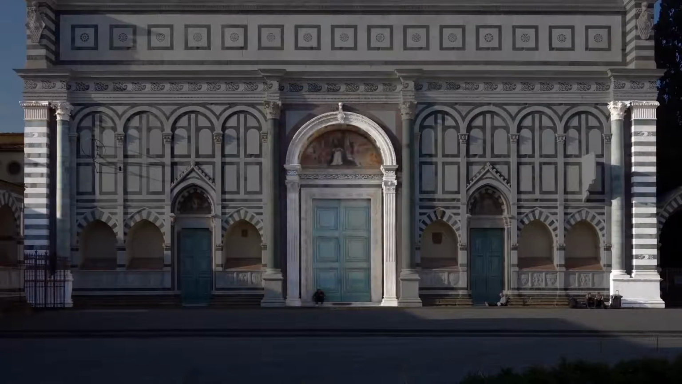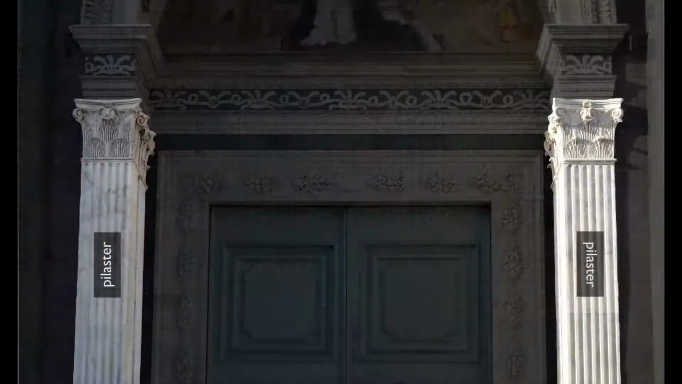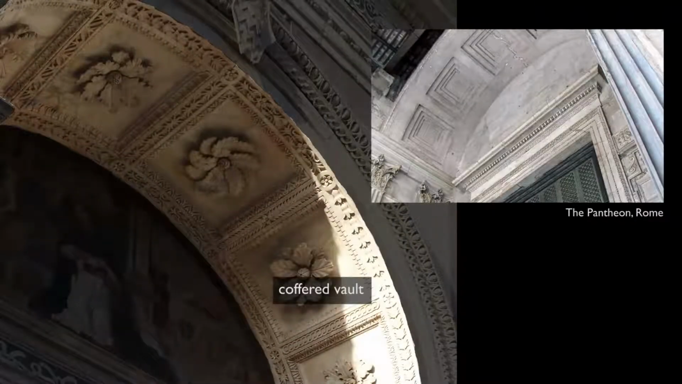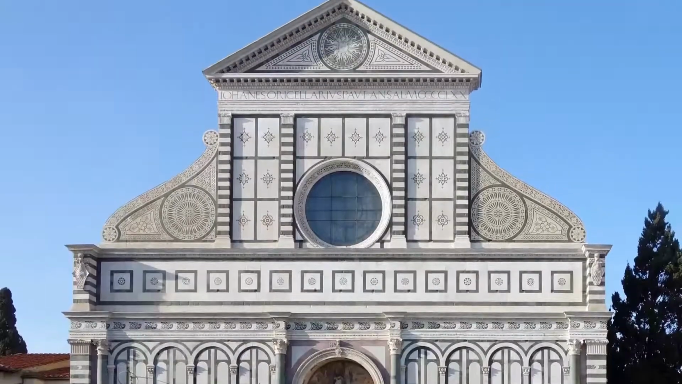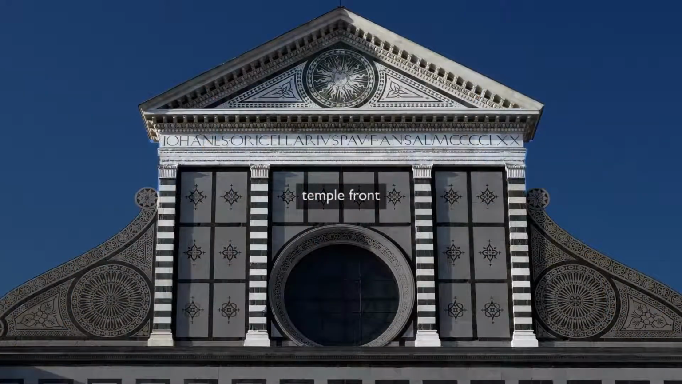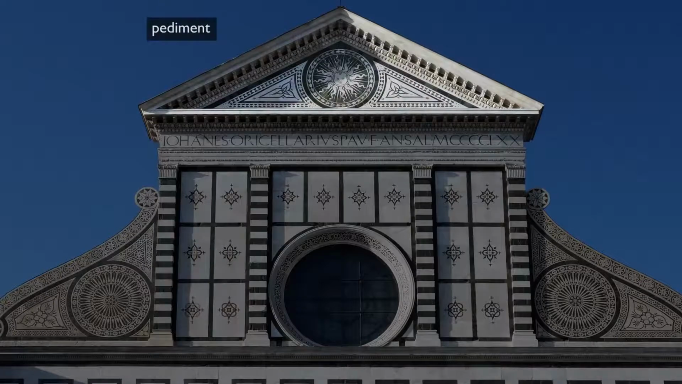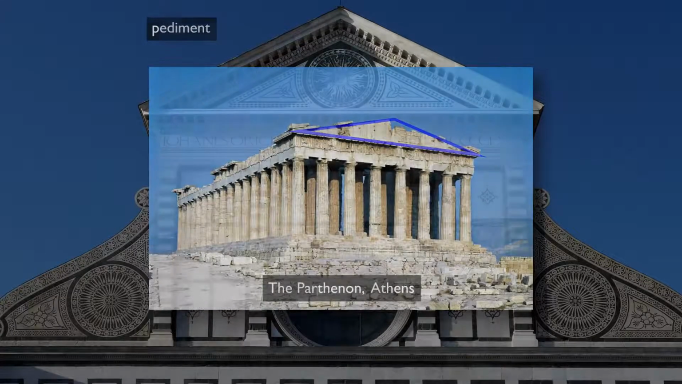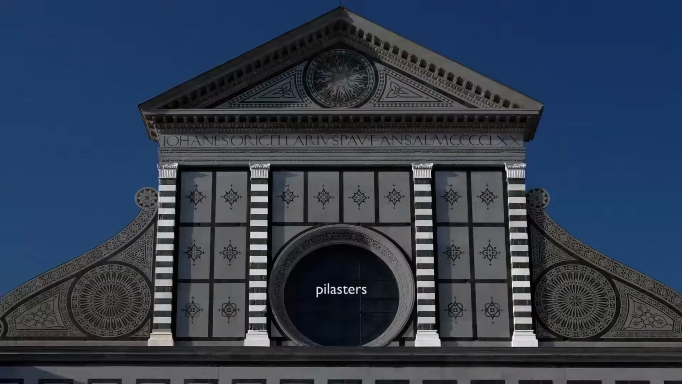He defines the center with pilasters with Corinthian capitals, a carved vault over the entrance. We see these references to ancient Roman architecture, but we also see a reference at the top to an ancient Greek temple front. It is clearly a temple front. We have a pediment, just like we would expect to see on the Parthenon in ancient Greece, and we see squared attached columns, pilasters, supporting it.